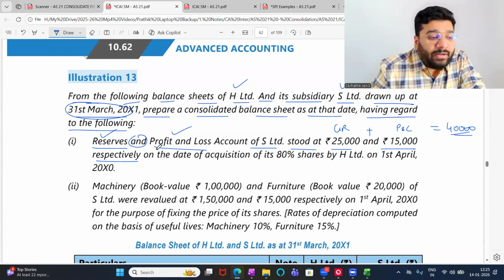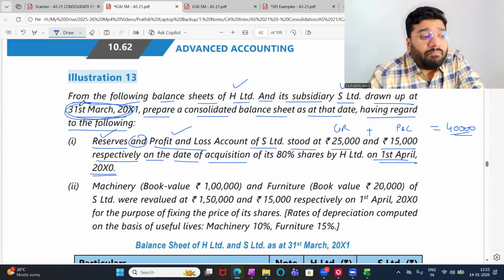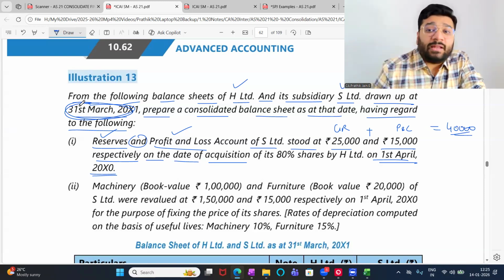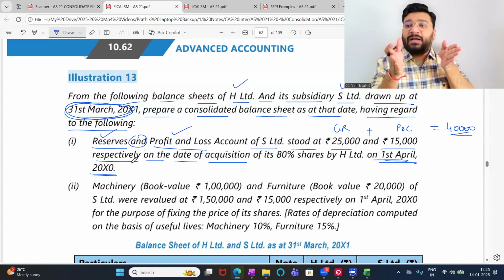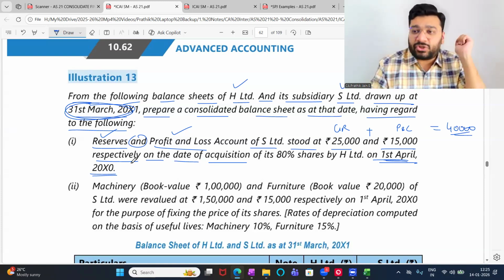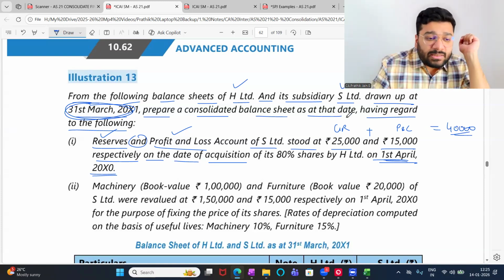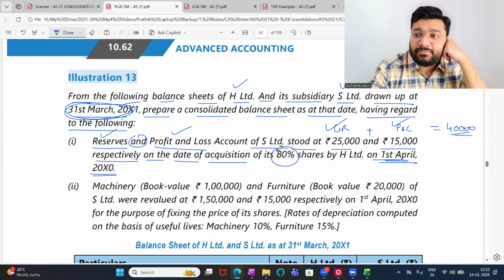The reserve and the profit are so and so respectively on the date of acquisition, which is 1 April 2000. They want us to prepare the consolidated balance sheet as on 31st March 2001. When was the acquisition done? One year before, which is 1st April 2000. So one year prior, they did the acquisition. On that date, general reserve is so much and P&L is so much. And how much stake have they acquired? 80% stake. So they hold 80% of the shares of S Limited.